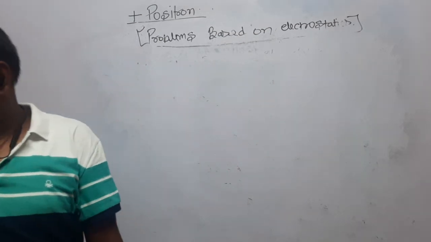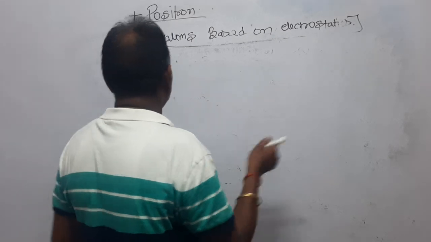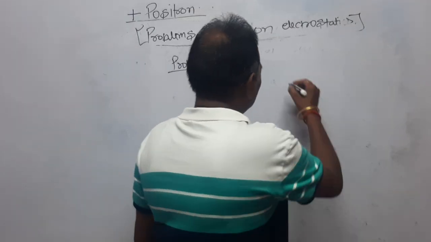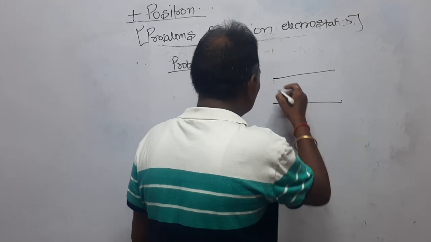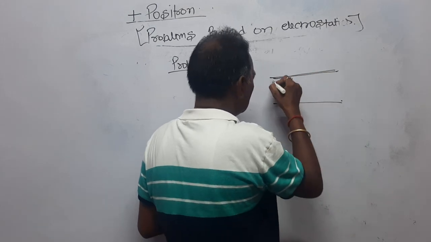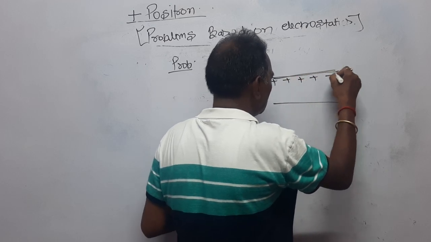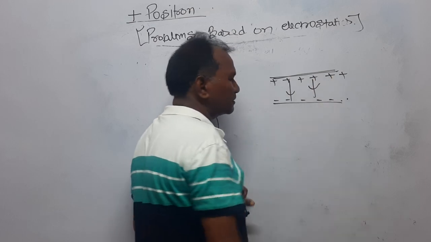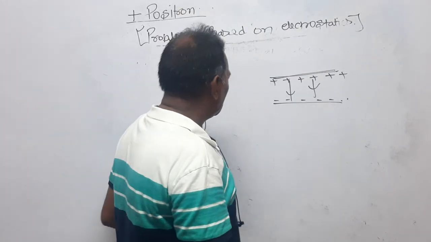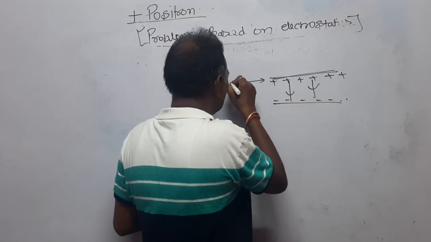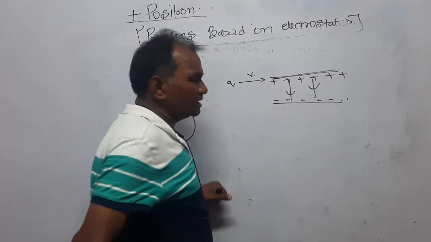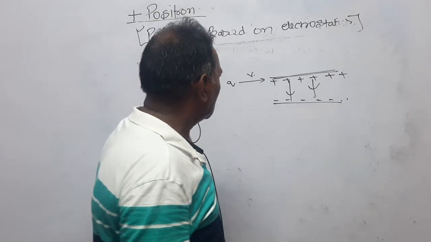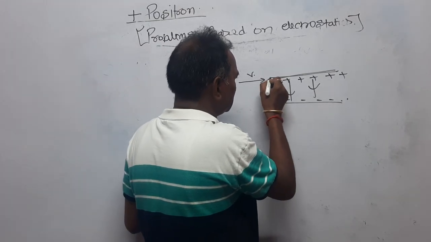Dear student, sometimes a problem is asked like this. Problem might be like this. This is a plate, right? This is a positively charged plate, and this is a negatively charged plate. The direction of electric field is from plus to minus, like this. A charge plus q enters in this way with velocity v, right? A charge plus q enters with velocity v within the plates and hits close to this point.